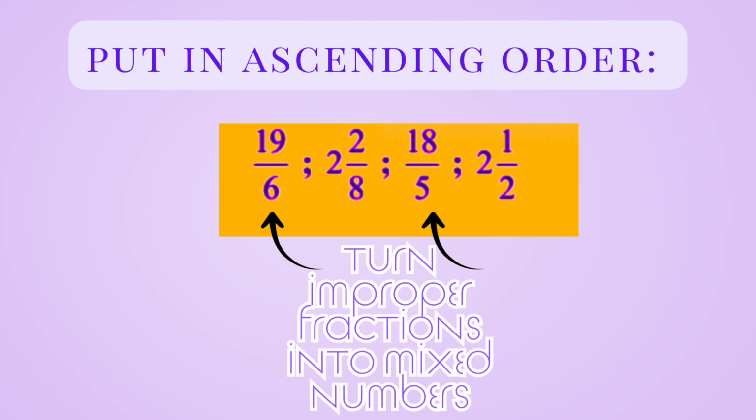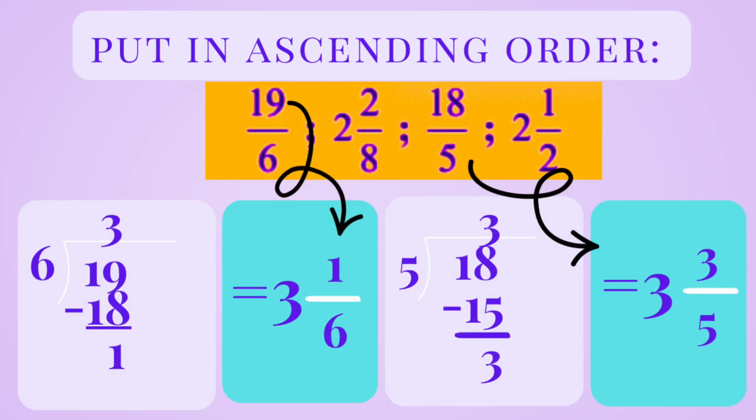Let's look at the two improper fractions, 19 over 6 and 18 over 5. An improper fraction is one where the numerator, the top number, is larger than the denominator, the bottom number. To compare these with our other numbers, we need to convert them to mixed numbers.